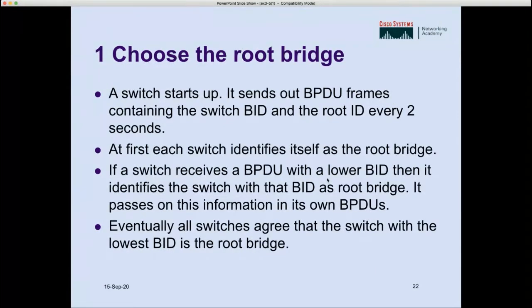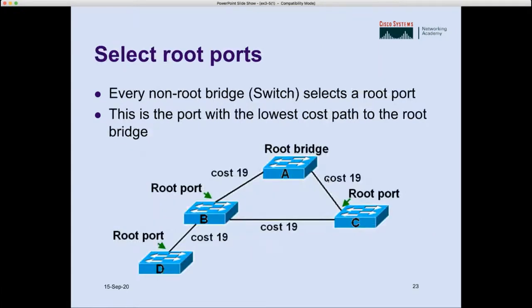Okay, so the root bridge, we're on the number one process here, electing the root bridge. Any one of our four switches starts up and they send out their bridge protocol data unit frames about every 2 seconds. At first, each switch says, well, I am root, all hail me. If a switch hears a bridge protocol data unit from another switch with a lower bridge ID, then he says, oh, okay, I guess you get to be the root. So eventually all four of our switches in our topology will agree that one of the switches either had the lowest MAC address by default, or some administrator went in and actually configured this more powerful core switch, in its central point of the network, to be the root bridge.